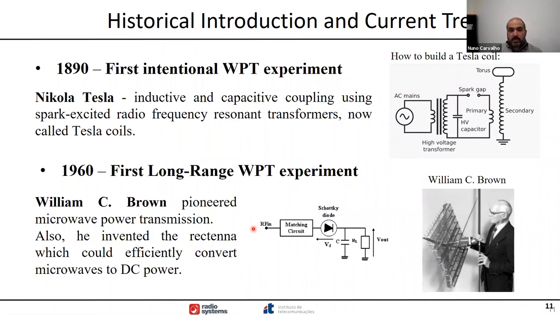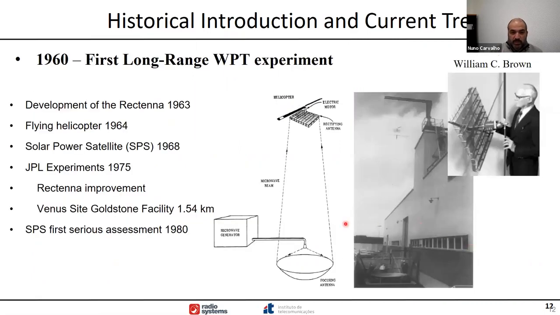So the first experiment that William Brown did was mainly to power up a helicopter. Well, it's not really a helicopter. If you look at the image, it's mainly an antenna connected with a propeller, but actually it was like a helicopter, if you want. And the experiment was quite successful.